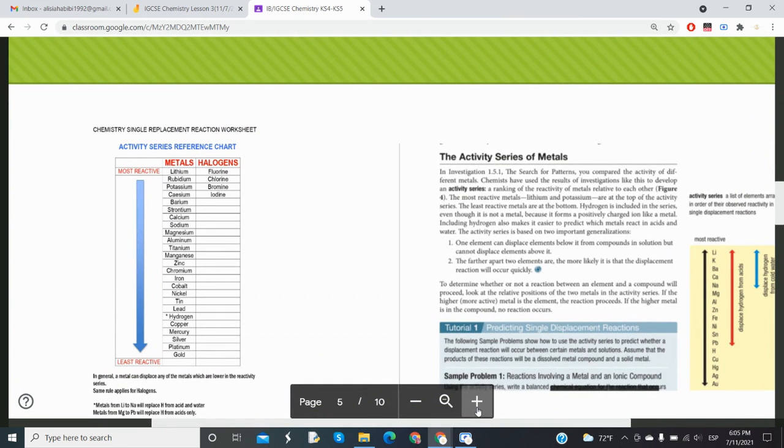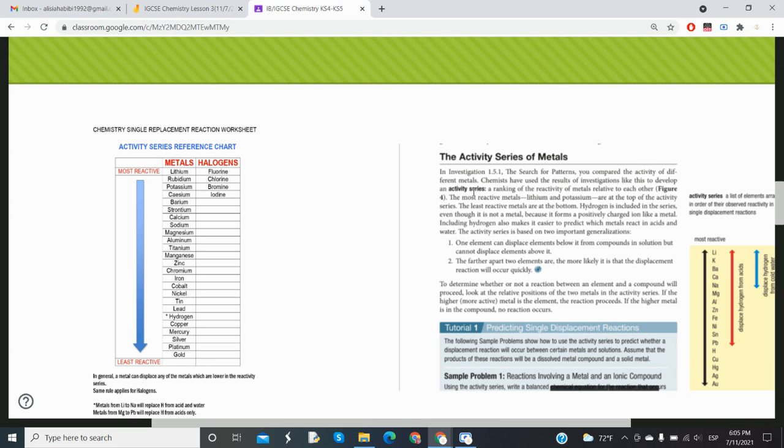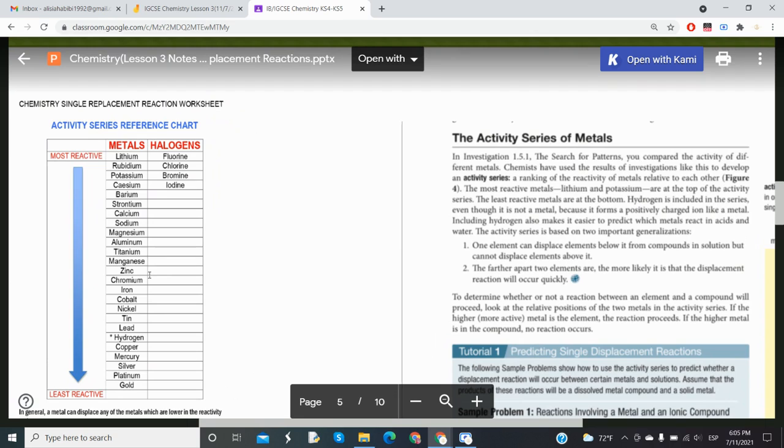So looking at the reactivity series, we can see on the right here, it says that the activity series or reactivity series is a ranking of the reactivity of elements or metals, in this case metals, relative to each other. The most reactive metals, as you can see in the reactivity series here on my left, I'm just going to zoom it in, start with lithium and go all the way to gold, which is the least reactive metal.